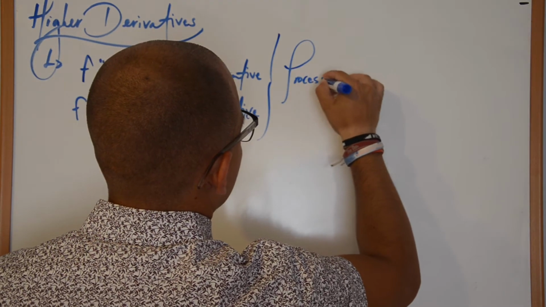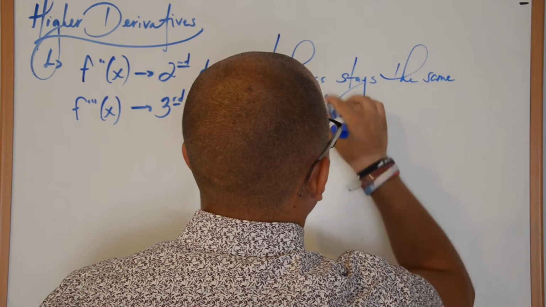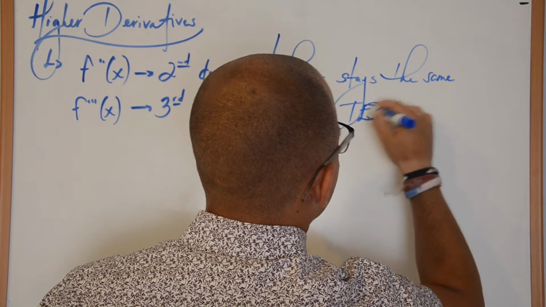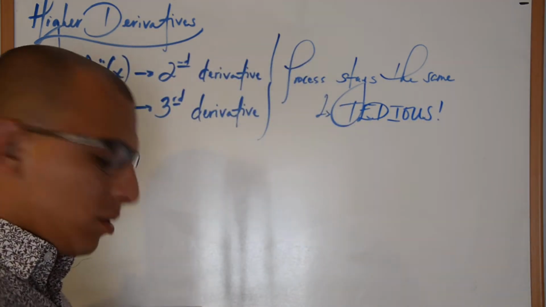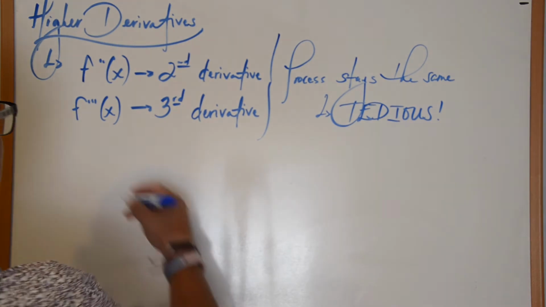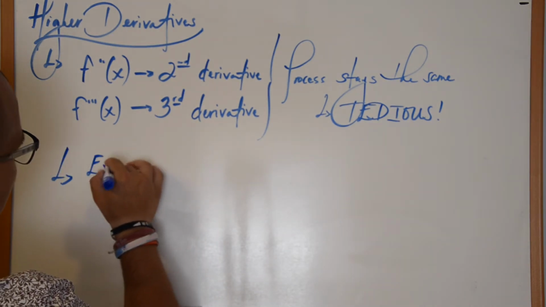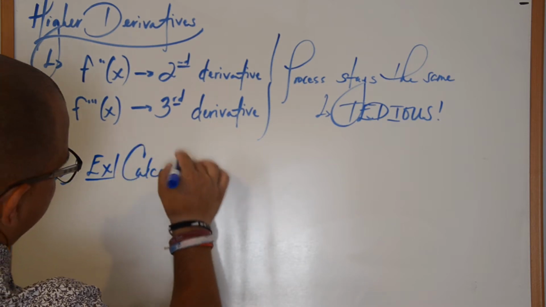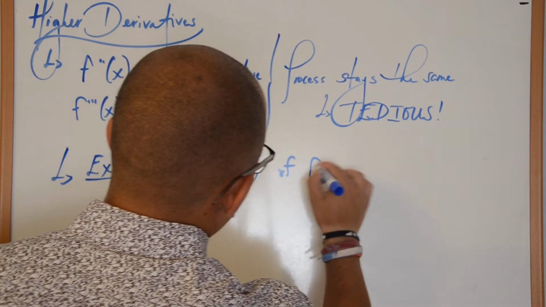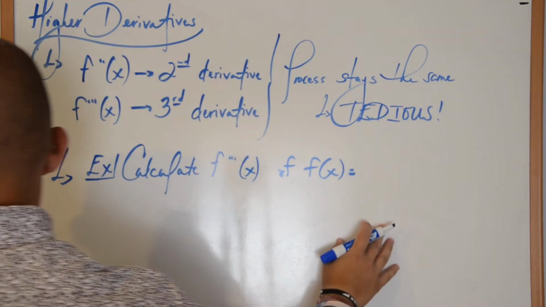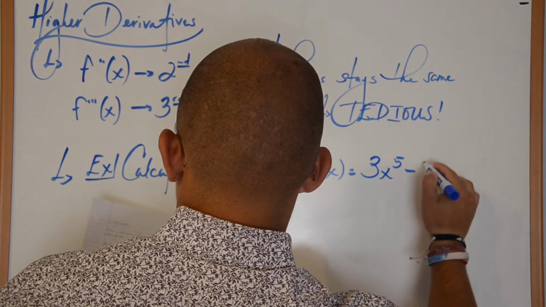The process stays the same, which just means things can get tedious, especially if we have some gnarly rational function. But let's keep it the same, and let's say that we're supposed to calculate f triple prime of x of this very mundane polynomial.